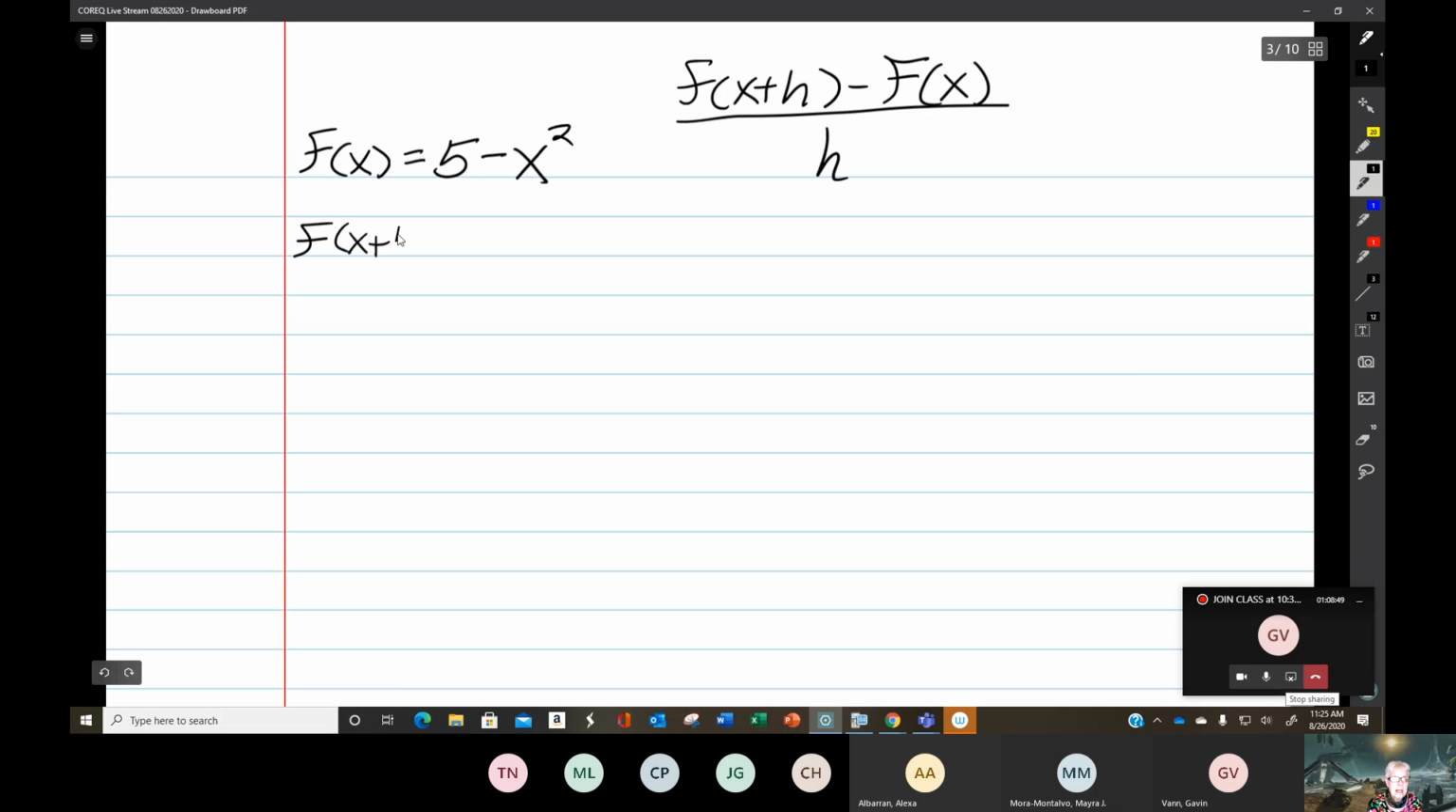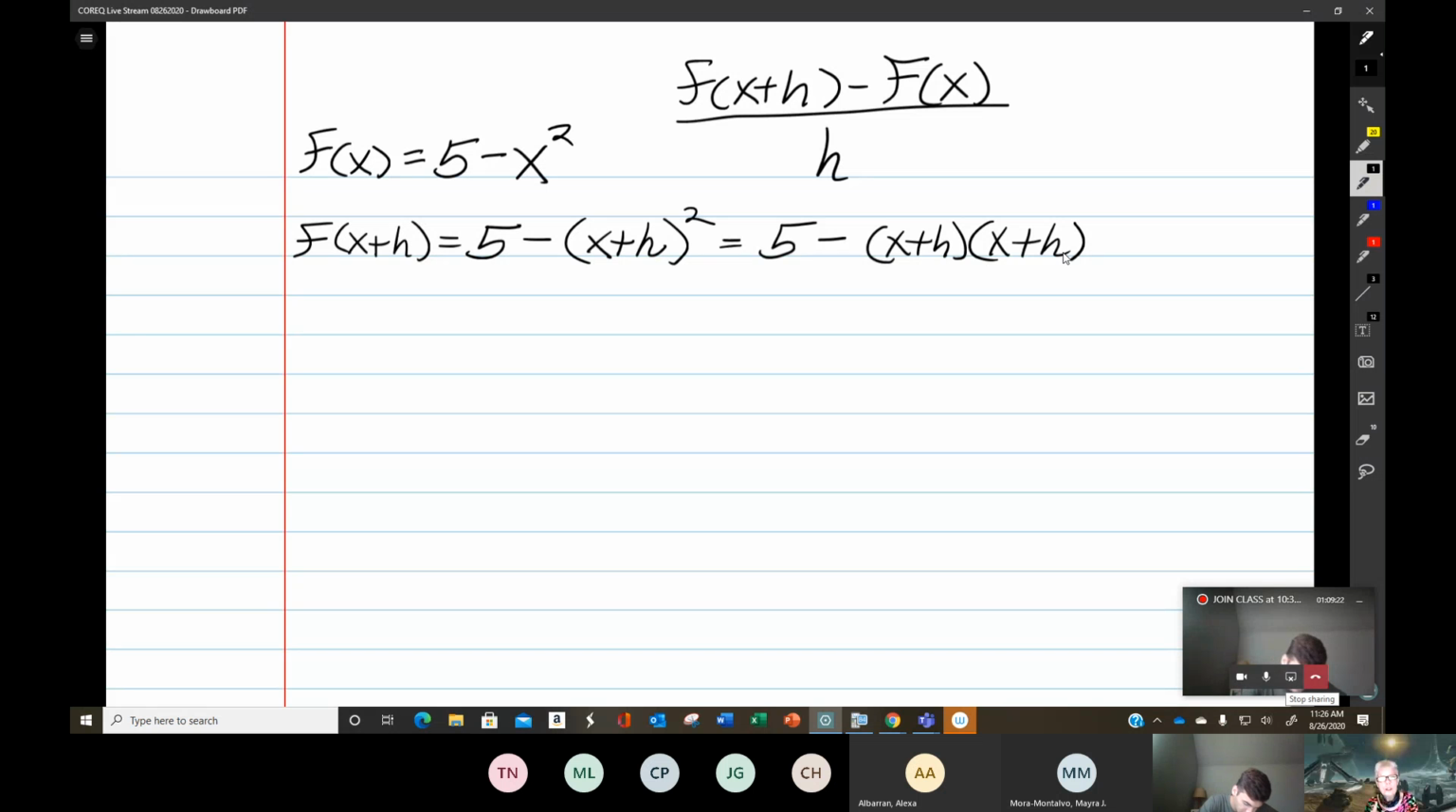F of x plus h is going to be 5 minus parentheses x plus h squared, which is going to be 5 minus x plus h times x plus h. Now, you are subtracting, so I need to put brackets around this. Remember back in pre-algebra, you learned that brackets are really just another form of parentheses, another way of grouping, but I have to protect the answers that I get from that minus sign out there until I'm ready to distribute the minus sign.